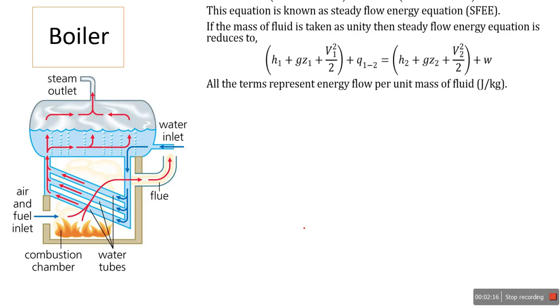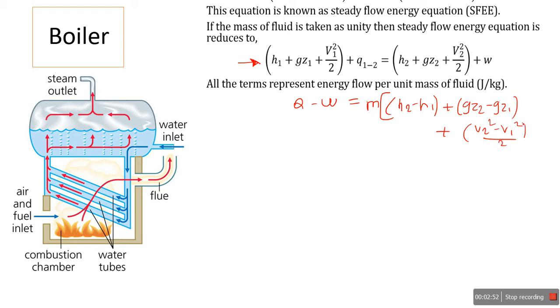Now let's start with the boiler. I write down the steady flow energy equation first, and now we are going to apply it. This relation we can also modify, as I told in the previous video: Q minus W, considering unit mass, m is 1 kg, equals the change in enthalpy H2 minus H1, plus gZ2 minus gZ1, plus V2 square minus V1 square by 2.